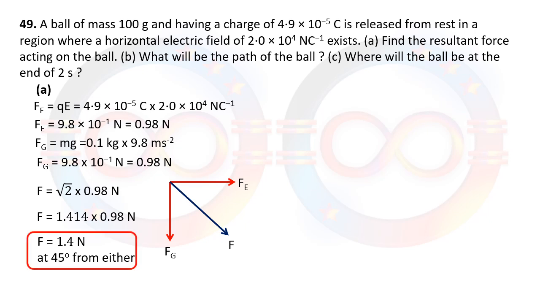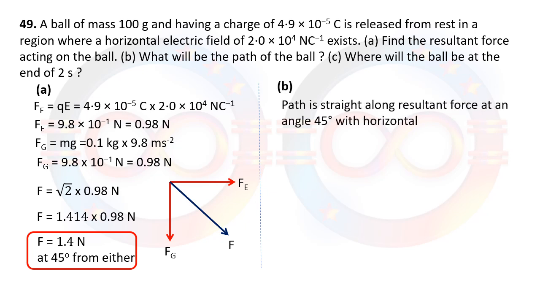Part B is asking what will be the path of the ball? Obviously, if a force is acting along a particular direction, the resultant force that too, the body would be moving along the resultant force, and it is a straight line at an angle 45 degree with horizontal. At an angle 45 degree with vertical also you can write, no issues.